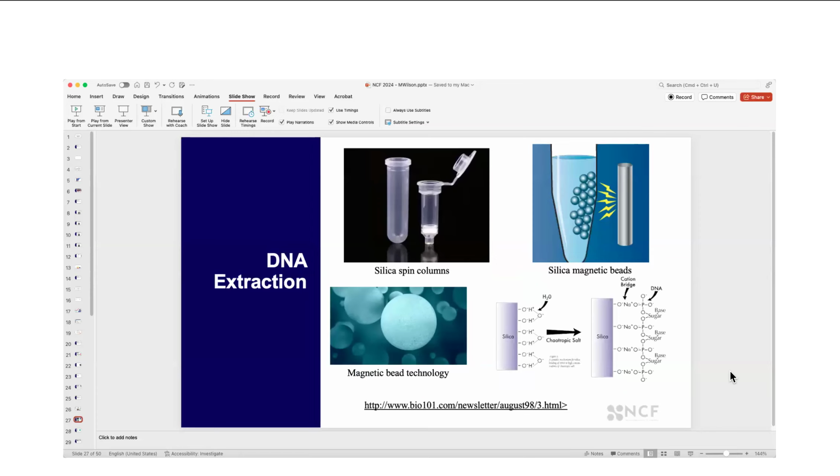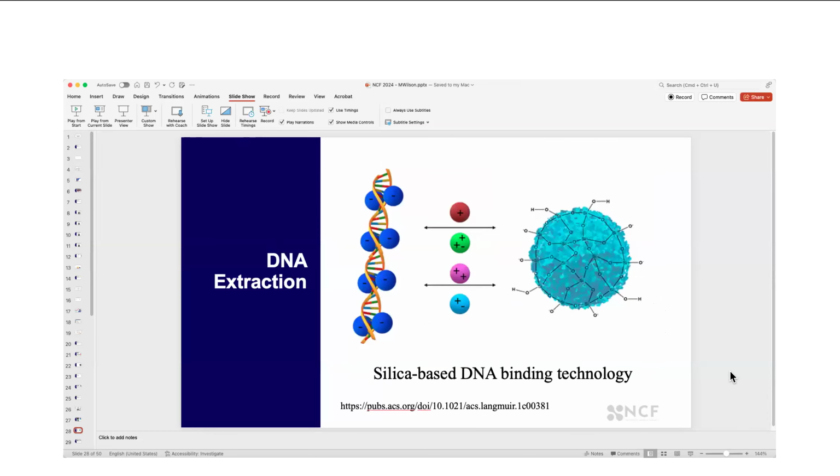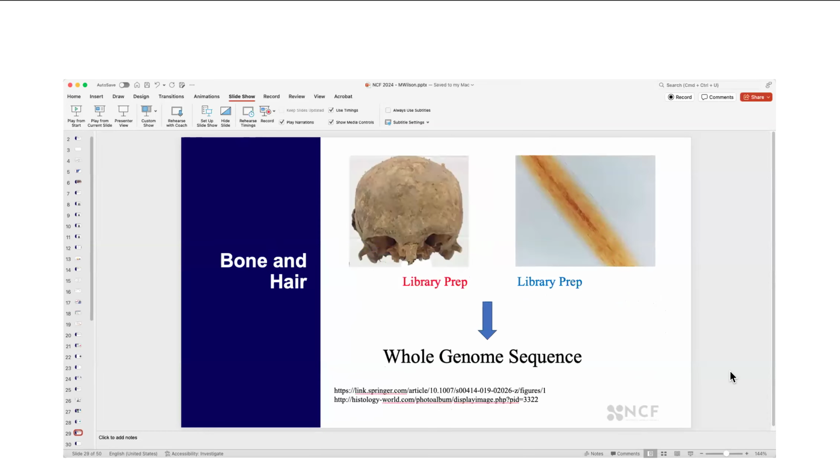There are a lot of improvements in DNA extraction technology, using different types of chemical affinity between DNA and columns, and magnetic bead technology, for example, which is very strong. The ancient DNA community developed these many years ago, and now the forensic community has adopted them, and it results in very clean, highly typable DNA from improvements in extraction efficiency. Here's one called silica-based DNA binding technology, very strong, very powerful, used in the ancient DNA world and now routinely used in forensic labs as well.